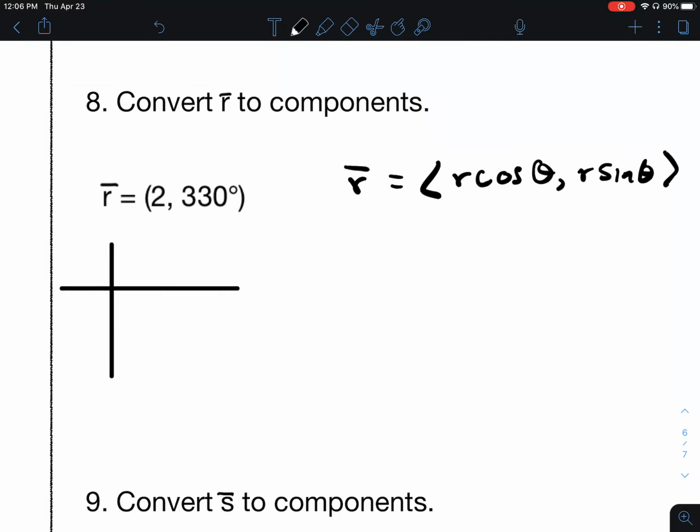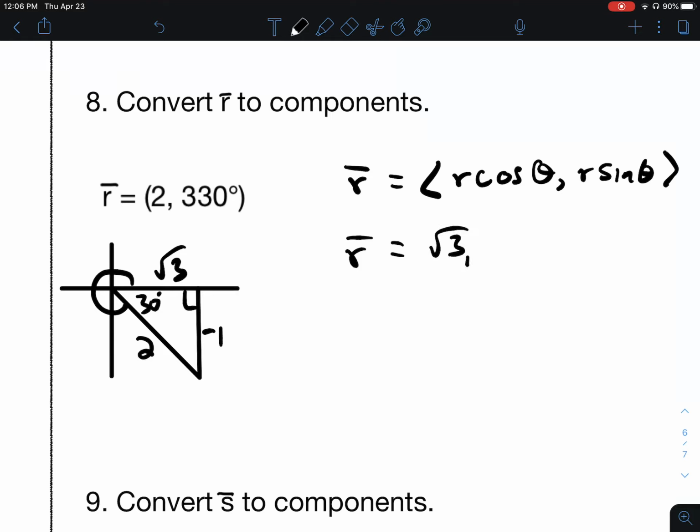330 degrees is in quadrant 4. Magnitude is 2. The reference angle is 30. Oh, this is a 30, 60, 90. Opposite 30 is half the hypotenuse. Half of 2 is 1. And then opposite 60 is the short leg times the square root of 3. Make sure that we have the signs correct. We went down for 1, so it's negative. So in component form, this is going to be square root of 3, negative 1. If you would have done this, you would have got the same answers. Although this in your calculator would give you like 1.73 as a rounded number.